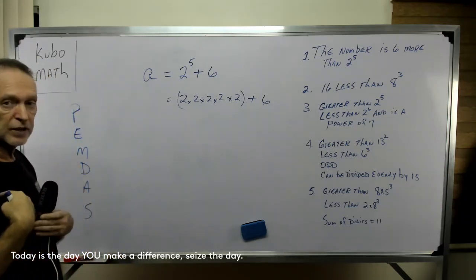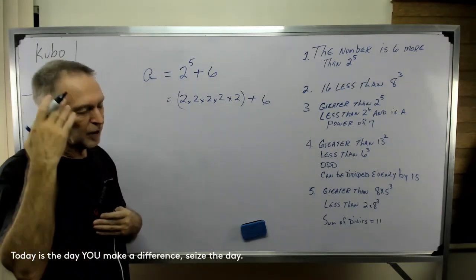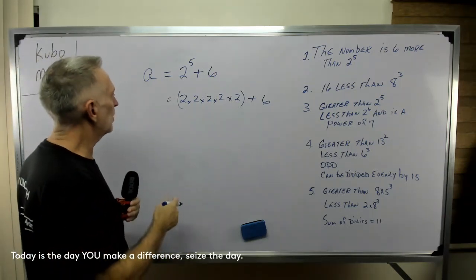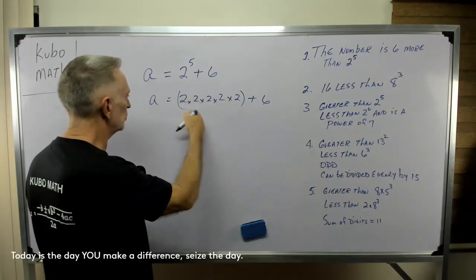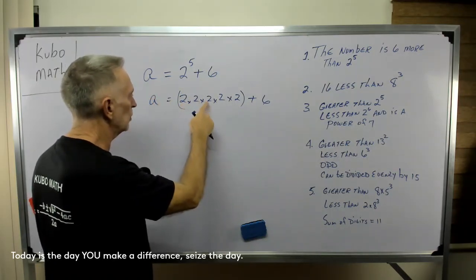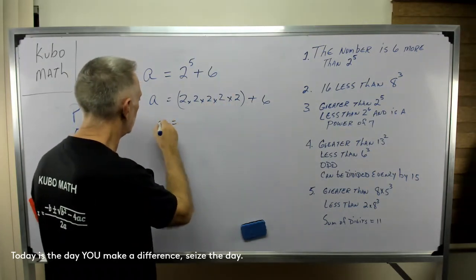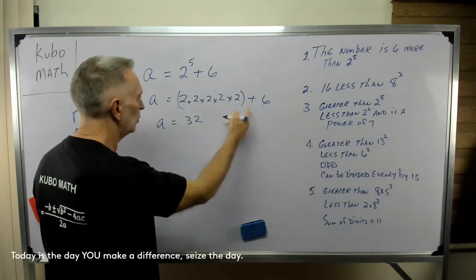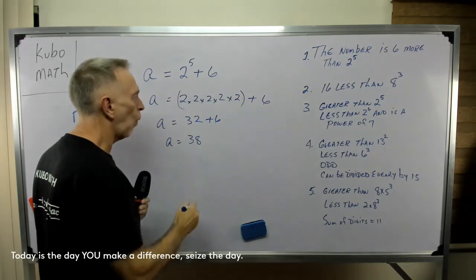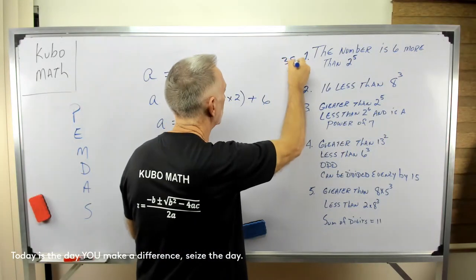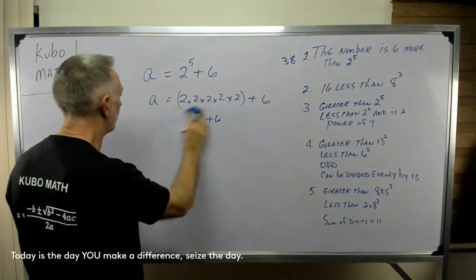But in the U.S., they taught us that's please excuse my dear Aunt Sally. And that allowed us some way to always remember the order of operation. Okay, let's figure out what we have here. A equals this. 2 times 2 is 4, times 2 is 8, times 2 is 16, times 2 is 32. So A equals 32 plus 6. A equals 38. Okay, that one is 38. All right, one down. We are rolling.